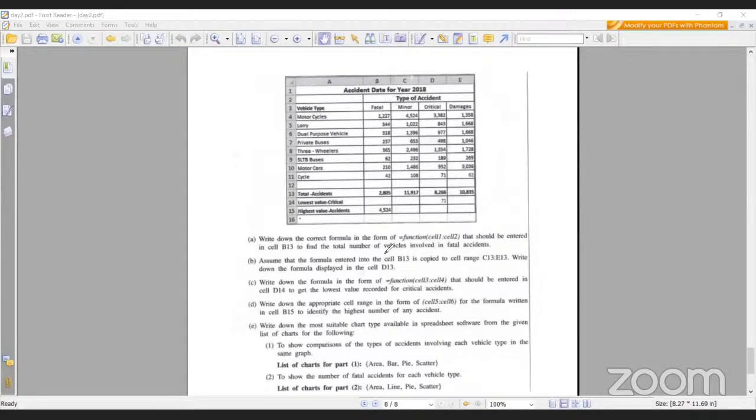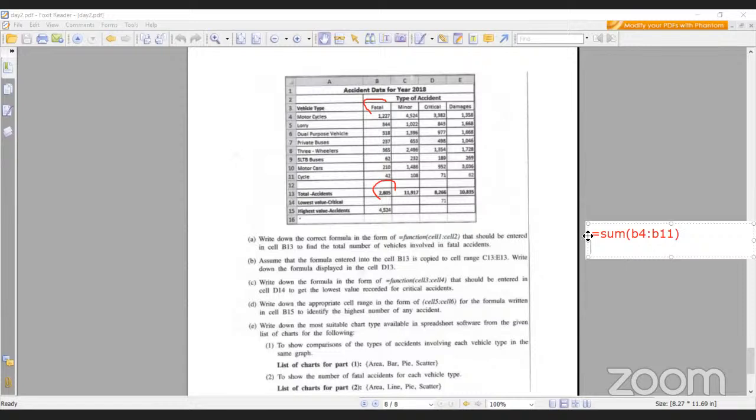So fatal accident is here. Your total is here. So how to get the total? Equal SUM. I type that. Within brackets, we are going to put B4, starting with B4 colon B11. Sorry, B11. So this is the first answer.